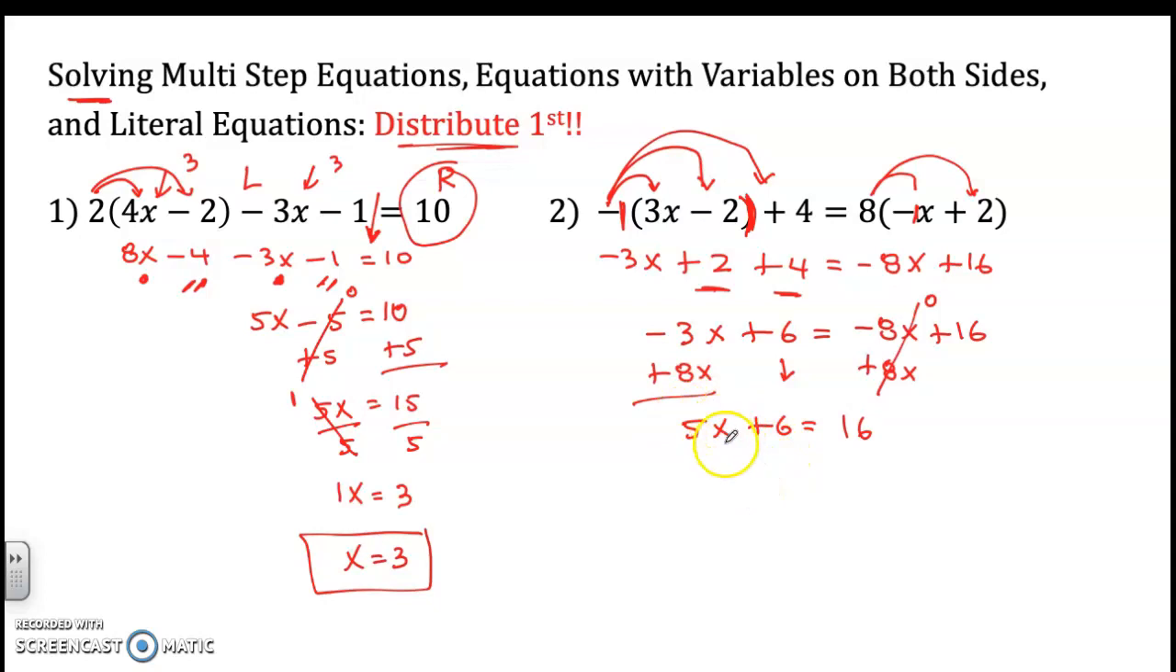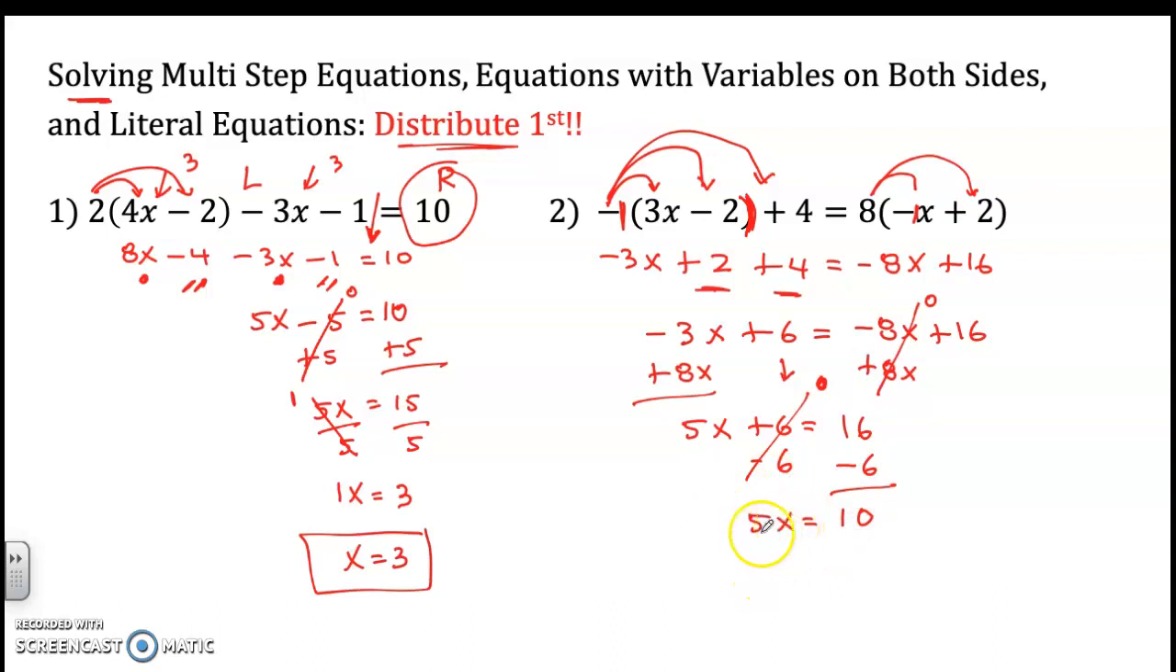Next, cancel what is adding and subtracting. Cancel the plus 6, doing the opposite, which is minus 6 on both sides. 6 minus 6, you're canceling. 6 minus 6 gives you 0. You're subtracting, right? When you're subtracting or you add in, you get 0. Bring down the 5x. 16 minus 6 gives you 10.